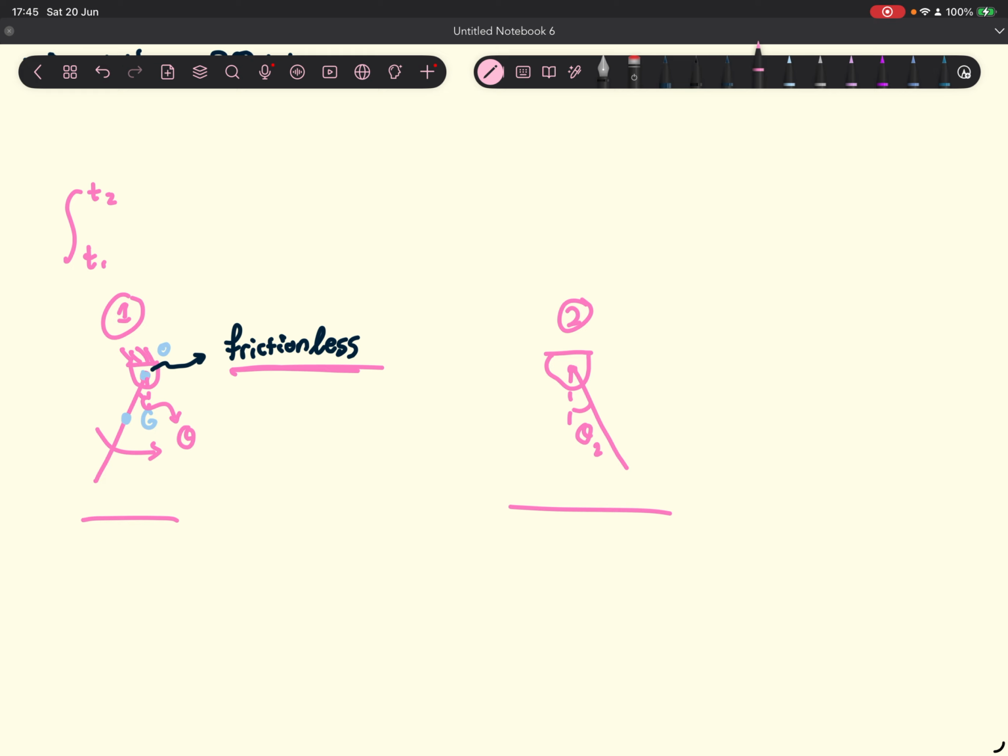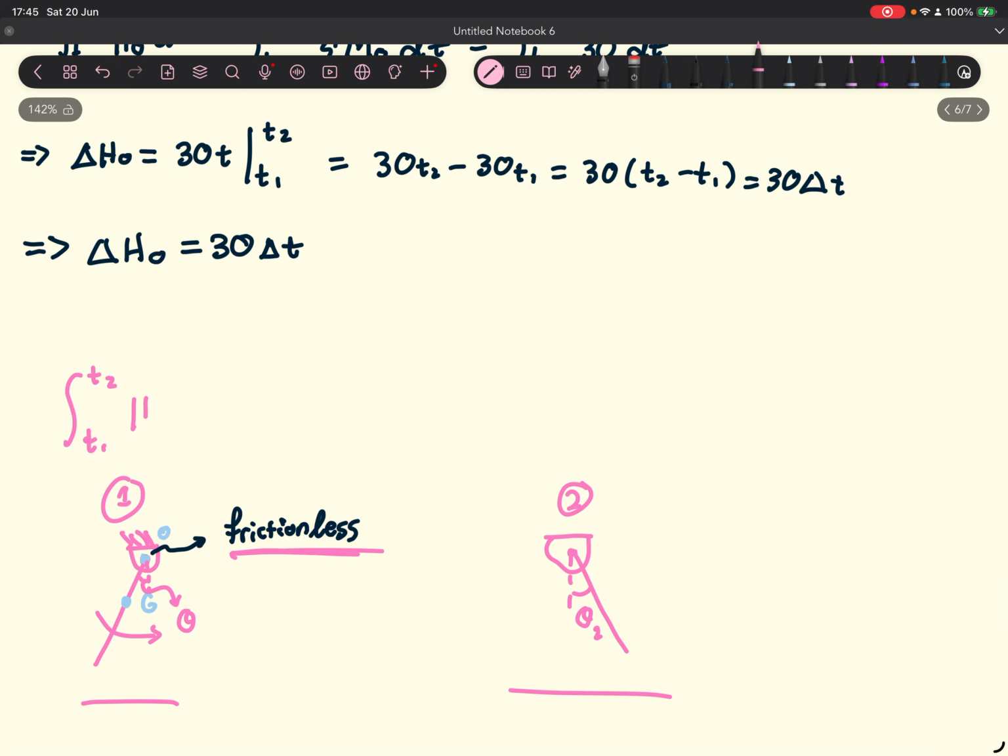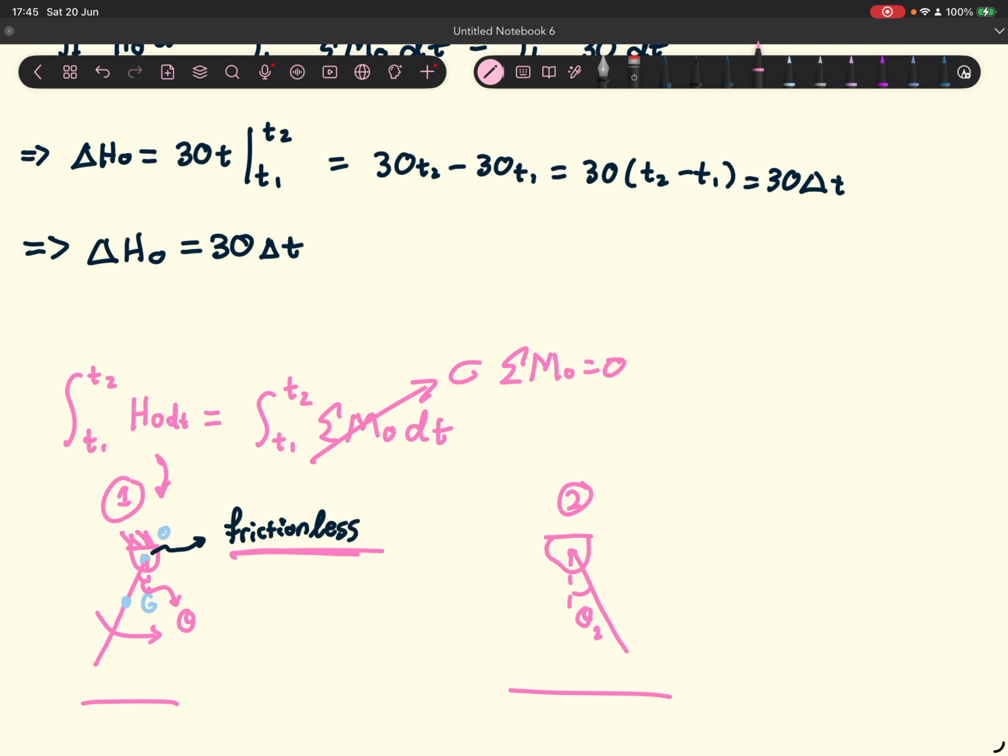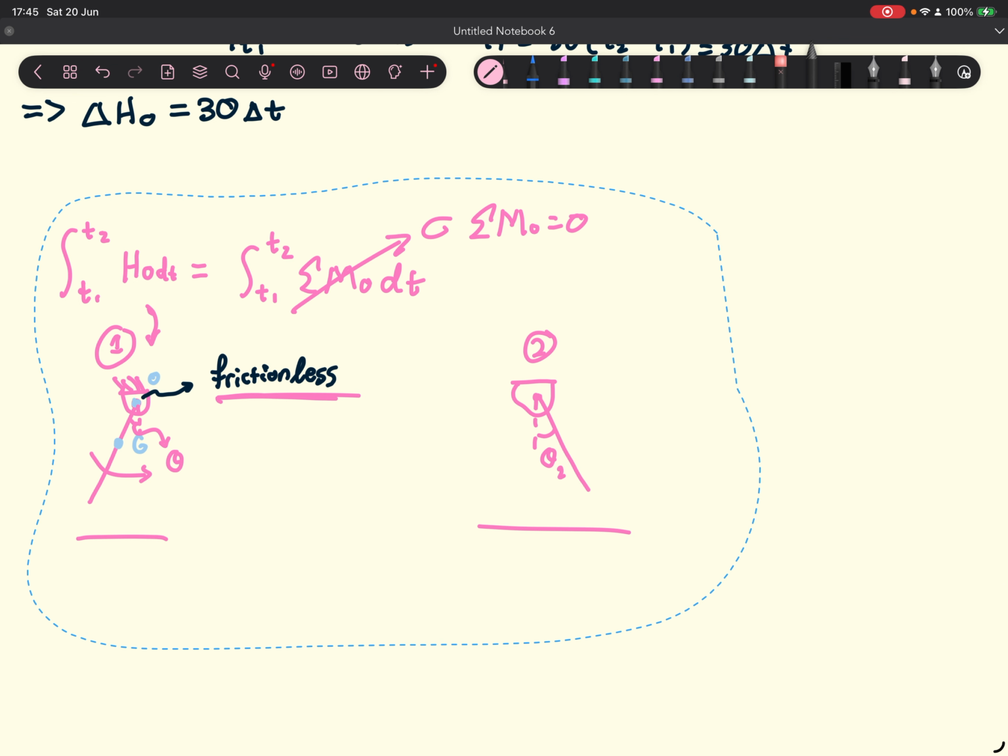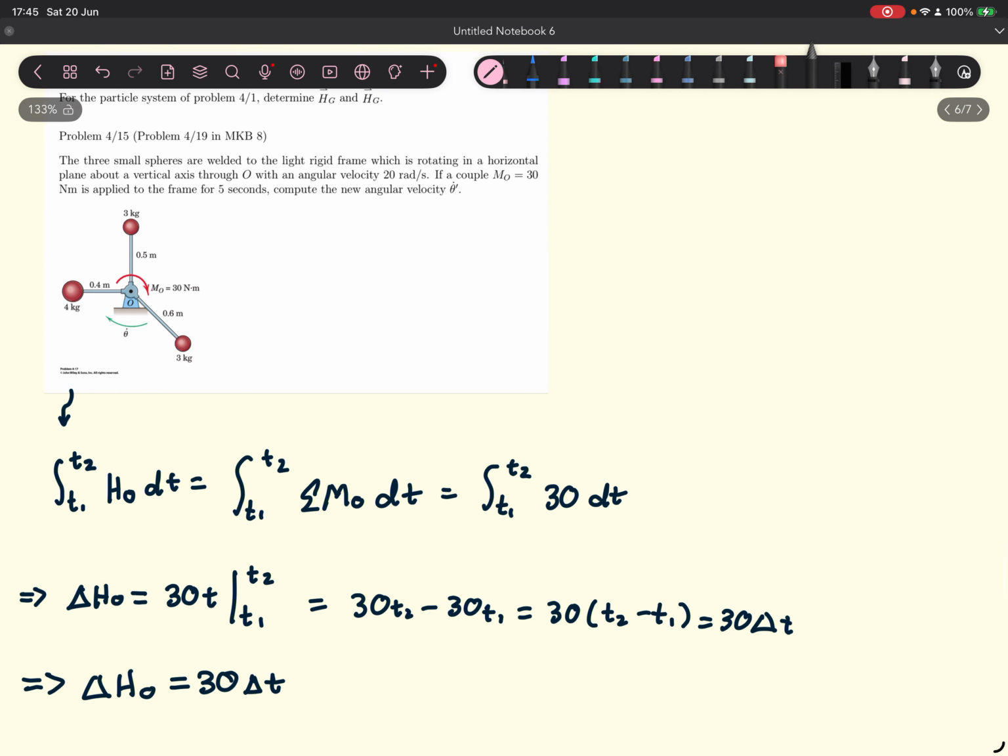So you would get that H at O, in this case over here, would be equal to T1, T2, sum of moments at point O, but this would be equal to 0 because sum of moments at O is equal to 0. And then you would be able to solve using that. Hope that explanation makes sense.